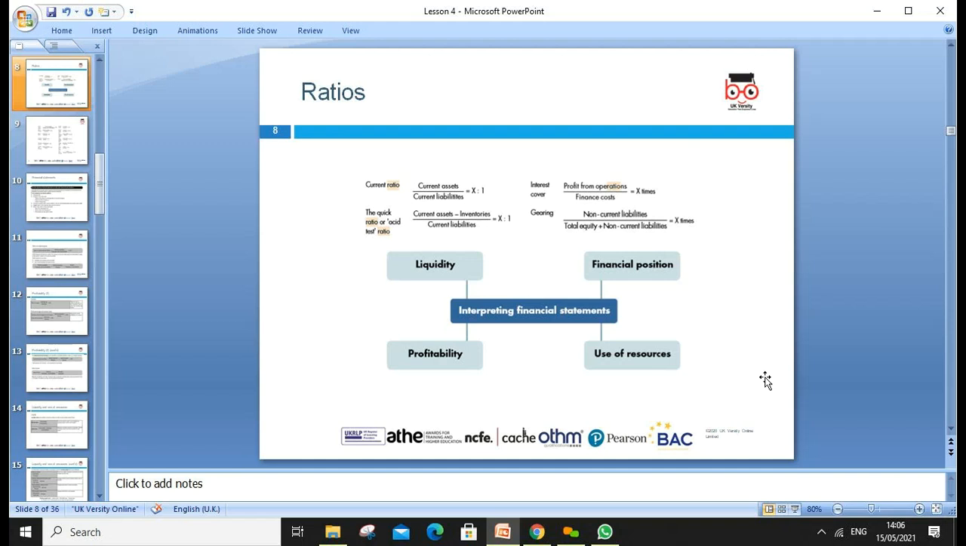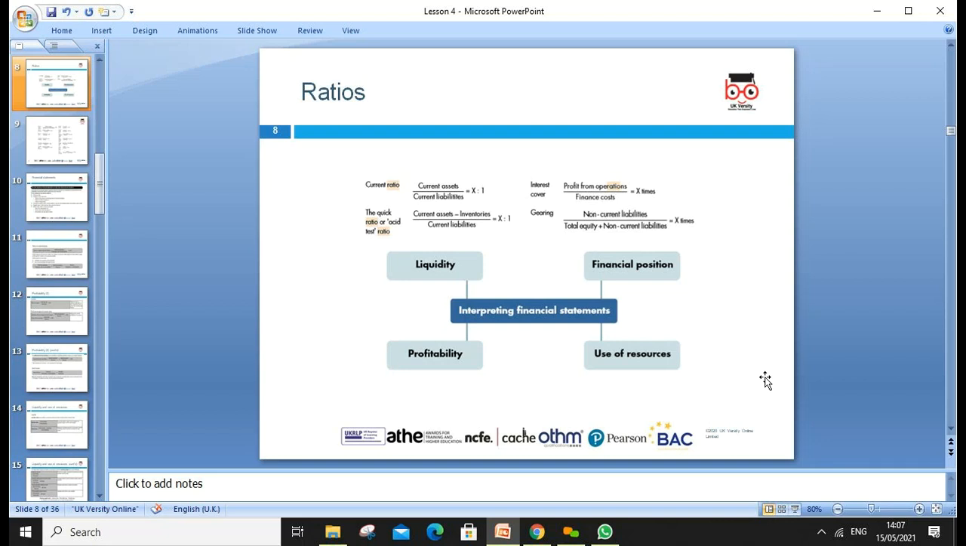So first of all, we look at the ratios and all the formulas here. If we want to look at the current ratio, which means the liquidity ratio, normally the benchmark is 2 to 1: £2 worth of assets to £1 worth of liability. That is the current ratio. 2 to 1 is good. It means £2 worth of assets to £1 worth of current liabilities.